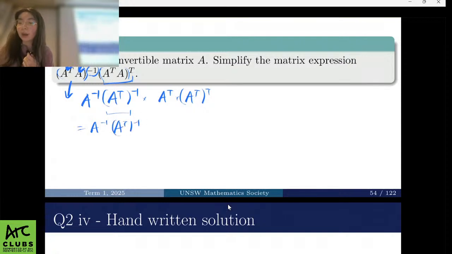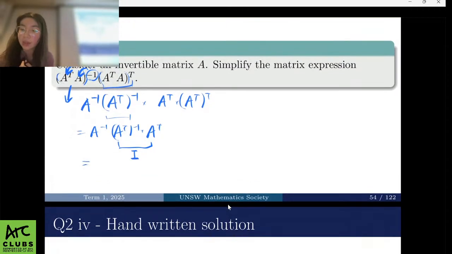But for the second part, we know that if we combine the transpose of A inverse with the transpose of A, this is like the inverse of a matrix multiplied by itself, right? So here we just get the identity matrix, because that's how inverses are defined. The inverse of a matrix is what you multiply to the original matrix to get the identity matrix. In which case, this is going to be A inverse multiplied by I.